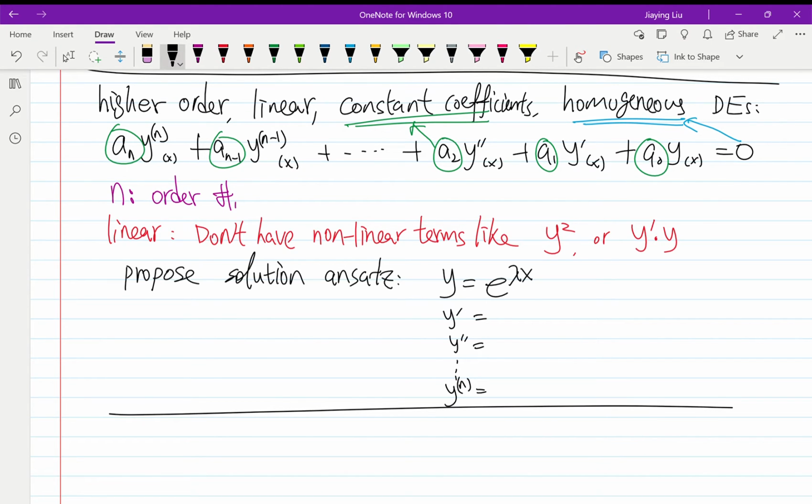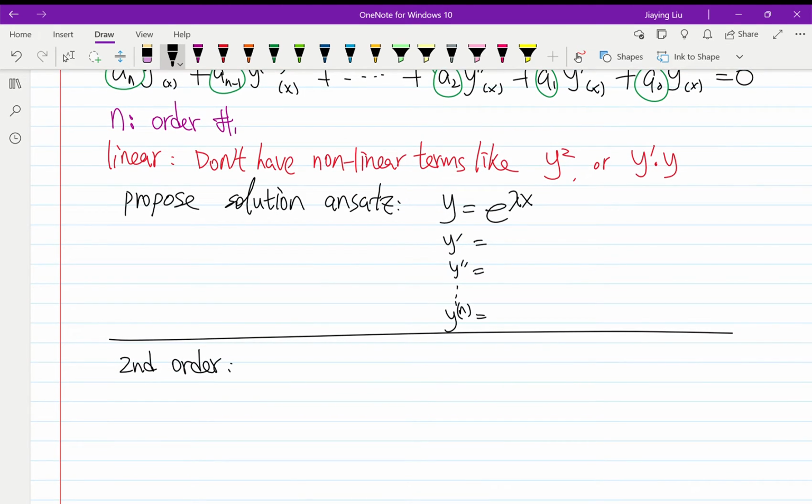So today we're just going to look at a few examples of second order linear constant coefficient homogeneous equations that look like a y double prime plus b y prime plus c y equals 0. Again, it's linear because every term has either y or a derivative of y, and all the coefficients a, b, c are constants. So that's a linear constant coefficient homogeneous equation, equal to 0.